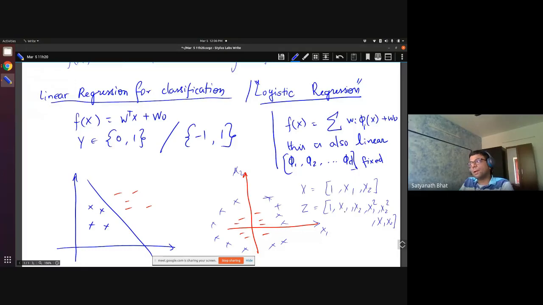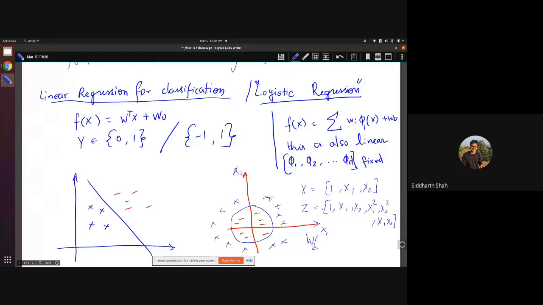Then I will run perceptron on this modified space, and whatever w I get, w for z, if I draw that decision boundary with respect to x1, x2, what you will get is a separating line like this. What was not originally classifiable by a perceptron directly in the original space is now classified in the higher dimension. Siddharth, does that make sense? Yes, sir.